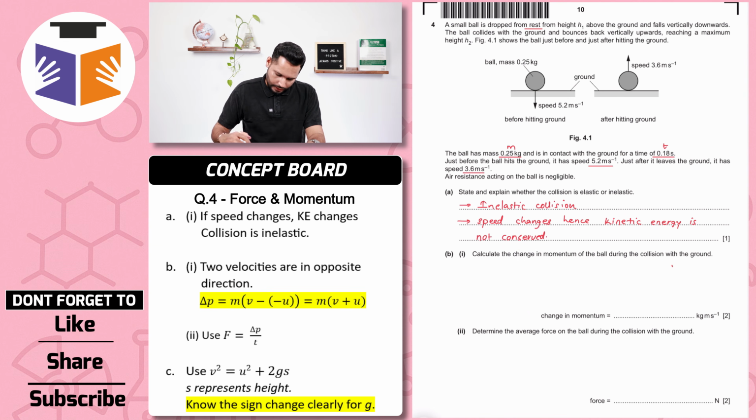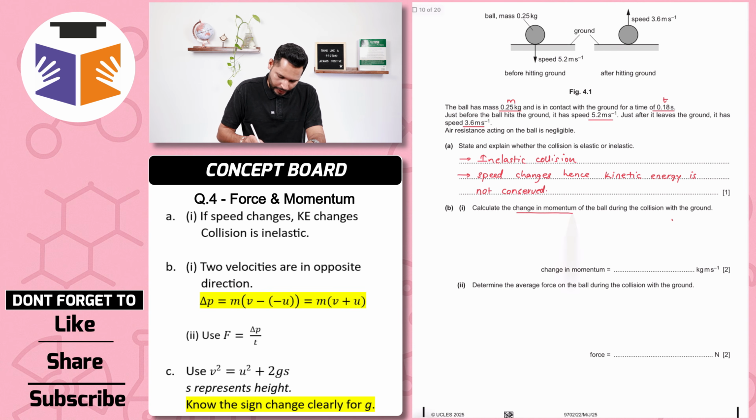conserved. Next question, calculate the change in momentum of the ball during the collision with the ground. Now the formula for change in momentum is mass times bracket v minus u. Note that here we are talking about velocity, and velocity is a vector quantity. So we have to take in consideration the changes in the direction. Speed 5.2 is downward and speed 3.6 is upward. So we have to take one of the velocities as negative to show that it is opposite to the other one. So mass will be 0.25.